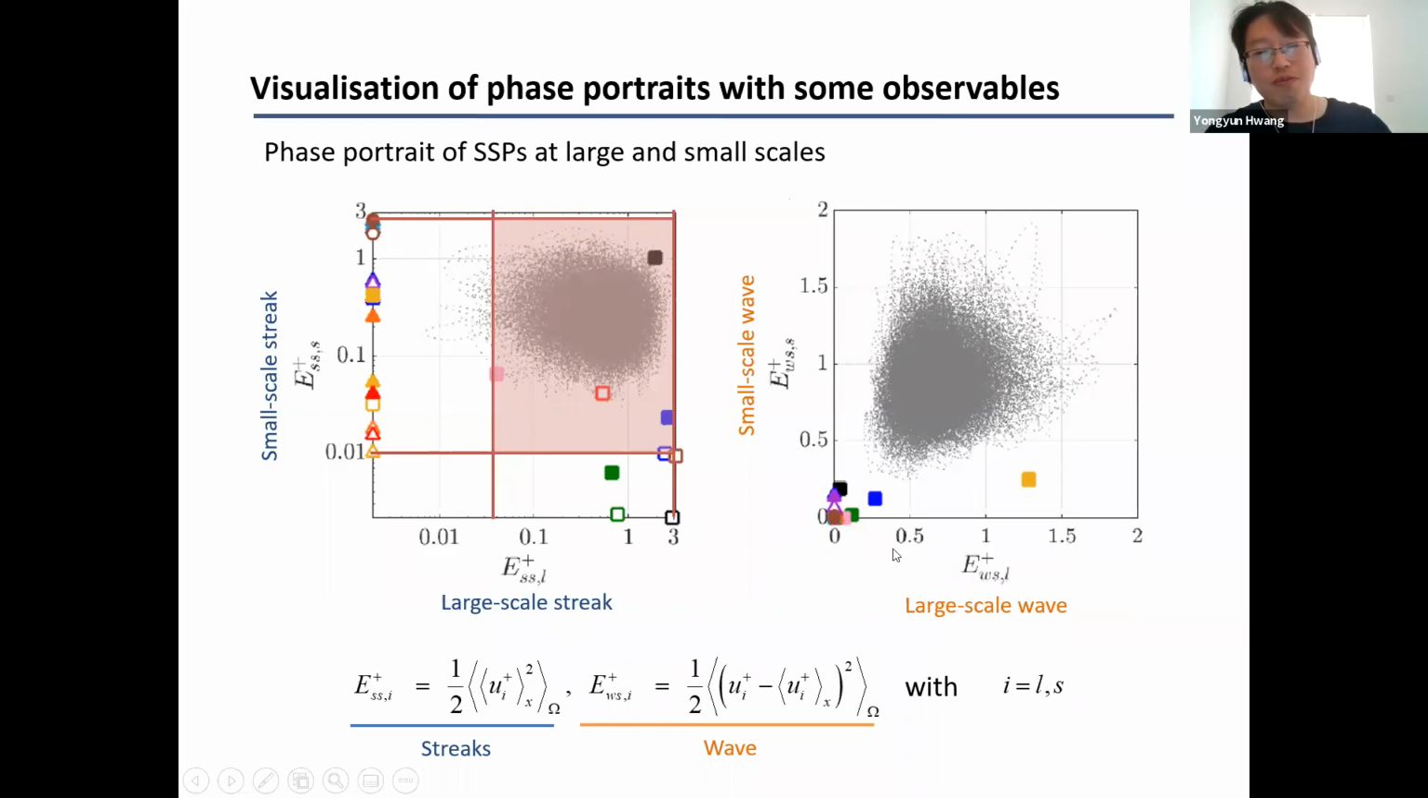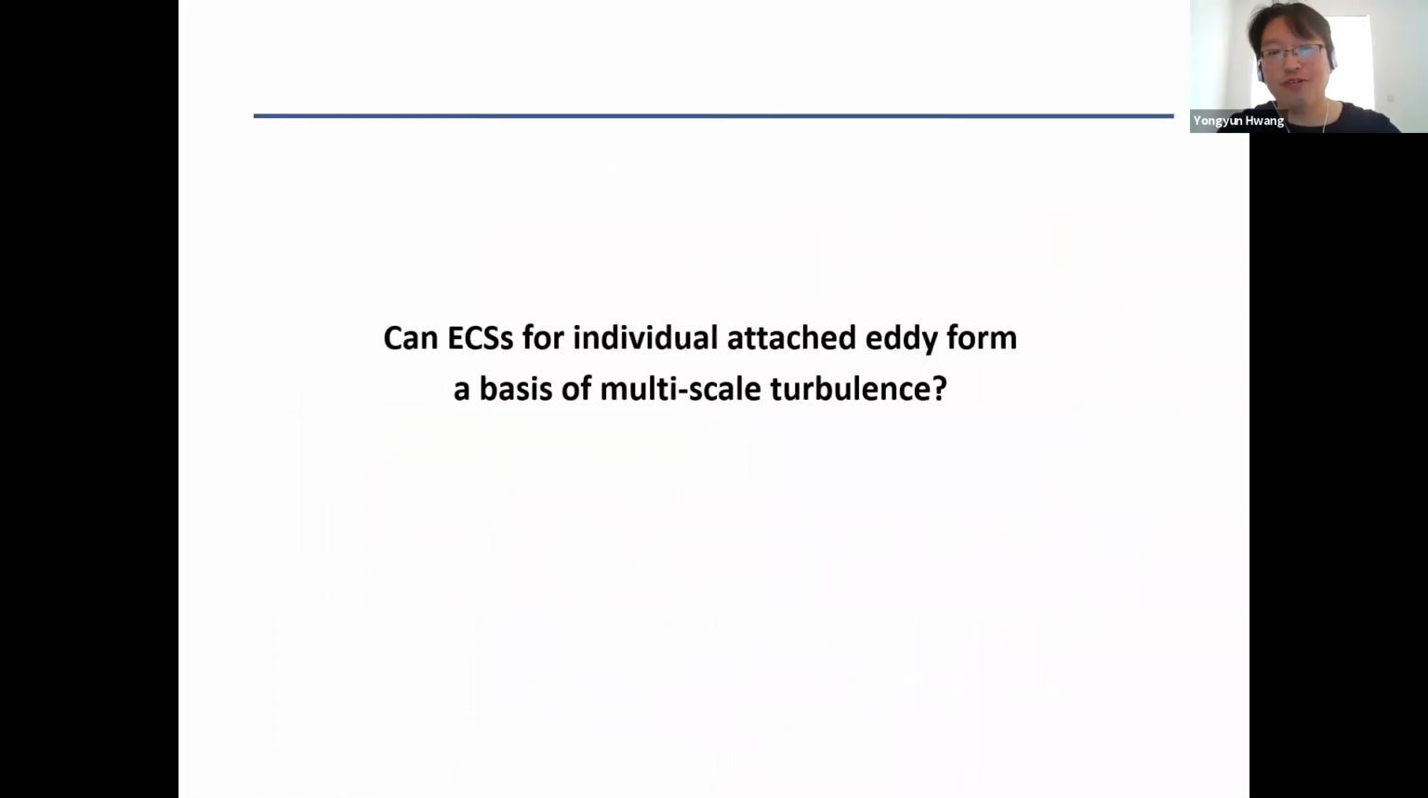For instance, this wave of the large scale and wave of the small scale, which is a wavy component of the streamwise direction. And what you see here is that the same story does not actually go on for this particular variable. So we also examined all the other variables, and then we began to have a doubt about our initial thought: can the exact coherent state for an individual attached eddy really form a basis of multiscale turbulence? And then we are not sure about that.